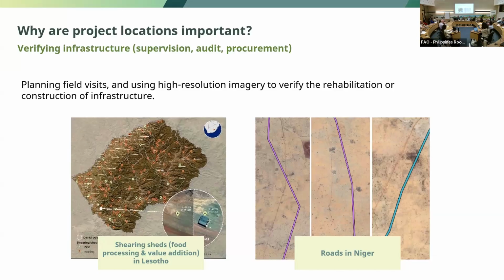Our auditors can use this data. They can actually go there and verify if the money has been spent on this type of infrastructure. We can use high resolution imagery to see there's now a sharing shed in Lesotho, and there are like, I don't know how many, 50 others. Roads in Niger have been built. That's great. So this is a basic check that is not possible if you don't have the location data.